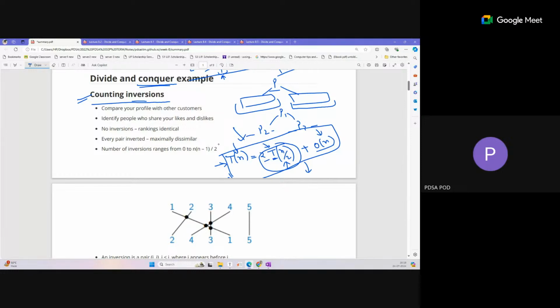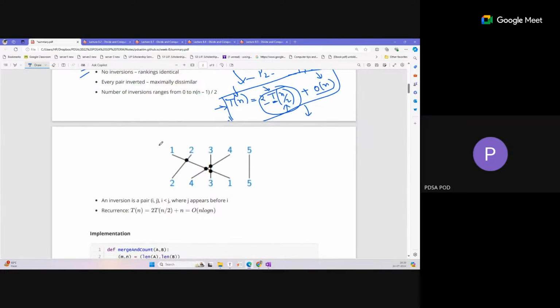Okay, so based on that, they suggest some content which you may like. That happens through this type of algorithm, the inversion pair. So this example is given here: identify people who share your likes and dislikes. They find out the difference between your ranking and another person's ranking, and based on that they decide whose preference is similar to yours, and then suggest some content.